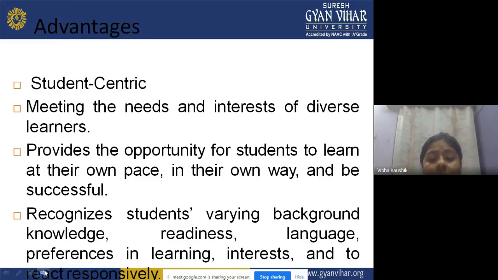Recognizing students' varying backgrounds. Students come from different backgrounds. We have to recognize that all the students do not come from the same background. Varying background knowledge: some students have more knowledge of a subject in comparison to other students whose knowledge of that subject is not so much. Readiness, how they can read. Language preferences: it can be English, Hindi, or Malayalam.